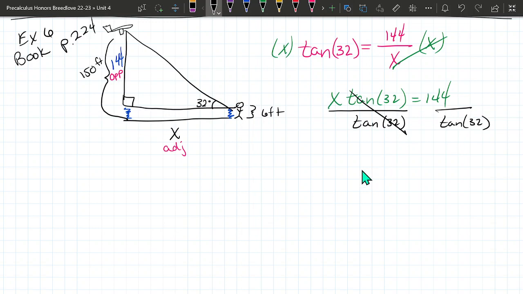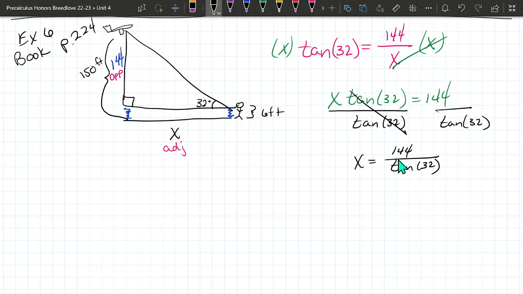So those cancel, and so x equals 144 divided by the tangent of 32 degrees. And so like I just said a minute ago, I'm going to show you all the steps, which I just did. But in the future, if you see x on the bottom, you can just make these two trade places, and that's okay. You can just skip to that point. You could have tangent 32 equals 144 over x, and then skip to x equals 144 over tangent.